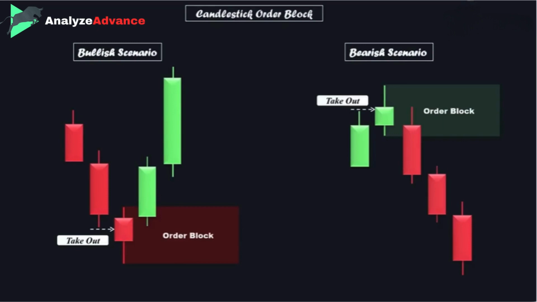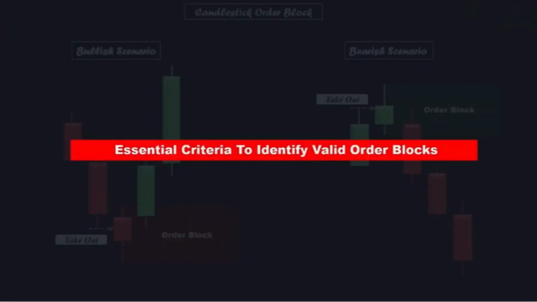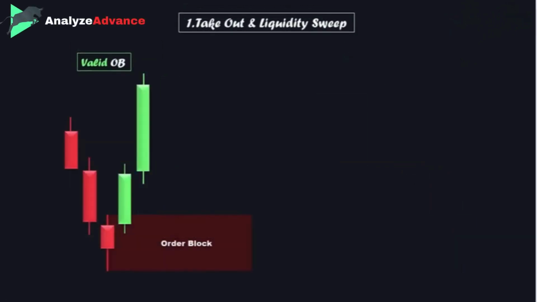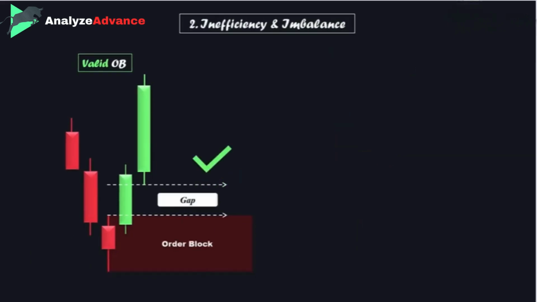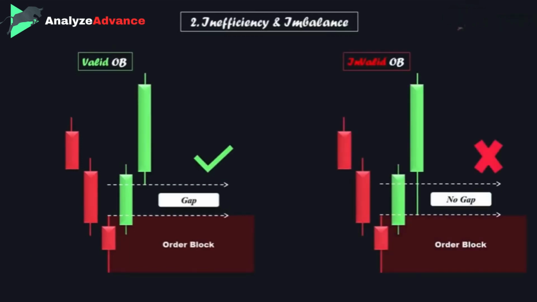And now let's move into essential criteria and rules that we need to consider to identify valid order blocks in the market and understand how we can use them to our advantage. It's crucial to note that to have a confirmed and valid order block, firstly, price must take out and sweep the liquidity above or below the previous candle to form a valid order block. Secondly, price must leave inefficiency behind and generate imbalance near the order block area. If there is no proper imbalance between the subsequent candles, then the identified order block cannot be considered valid.